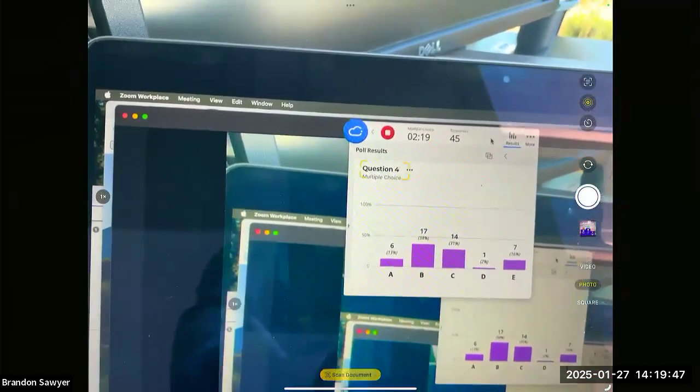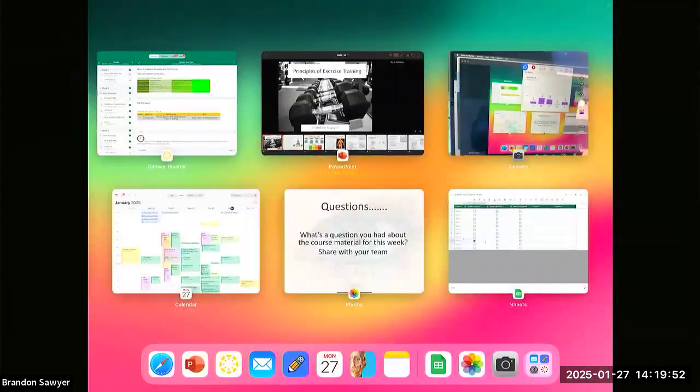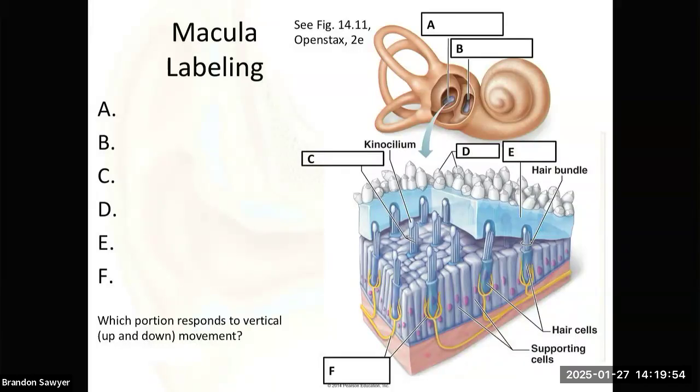We're pretty spread out there, but a little bit of clumping around B and C. Okay. So yeah, let's walk through these. So A and B are the utricle and the saccule. B is the saccule one, and so A is a little bit more flat, right? Whereas B is straight up and down, right?